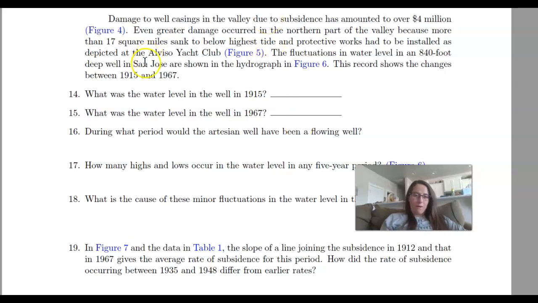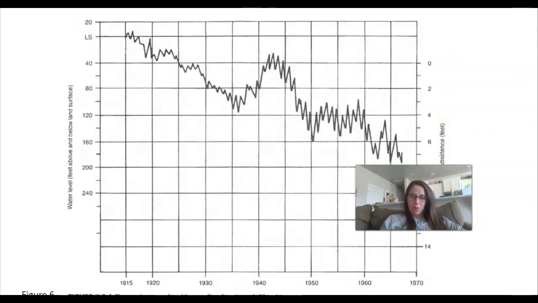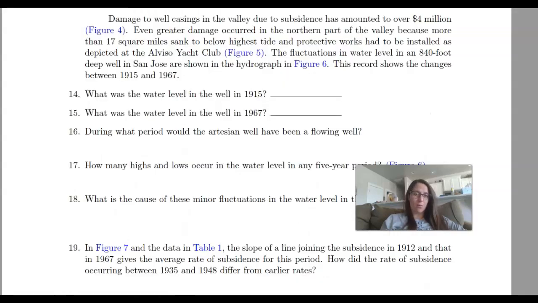All right, so again, given the first question here, what was the water level in the well in 1915? So we should be looking at, excuse me, this table right here, this figure. We have water levels, and then we have the dates. So for 1915, we have the water level being at the land surface. So straightforward answer right there.